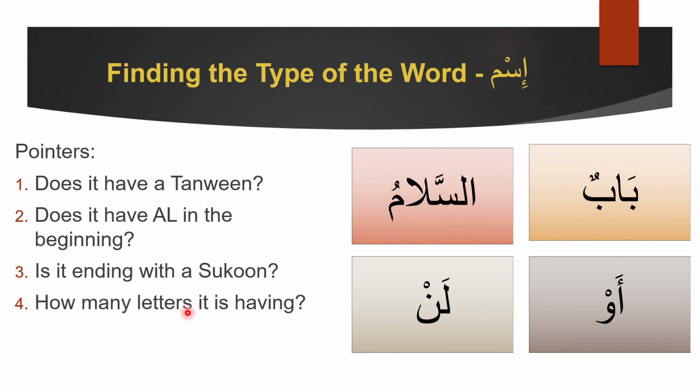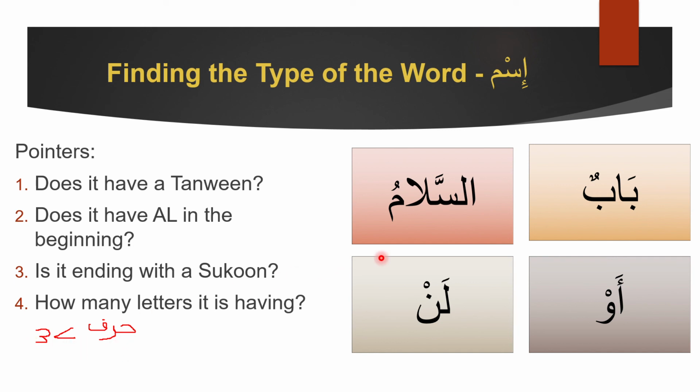How many letters? Less than three? Less than three. Let me write that. This is important. There is three. Less than three. What is it if it's less than three? It is a harf. It can be a fa'il, but it's most likely a harf. Got it? Less than three, what is it? It's a harf, most likely. Generally, most likely it's a harf.